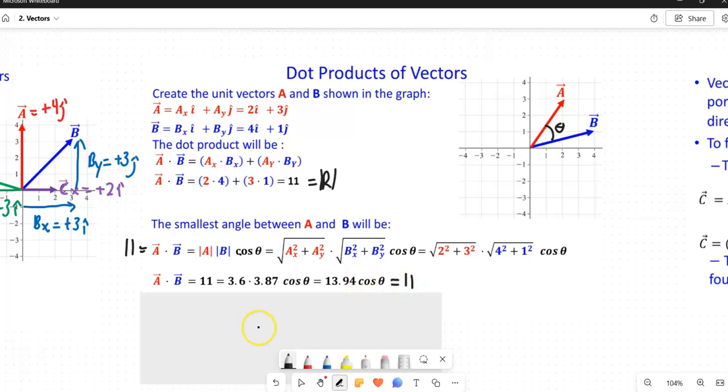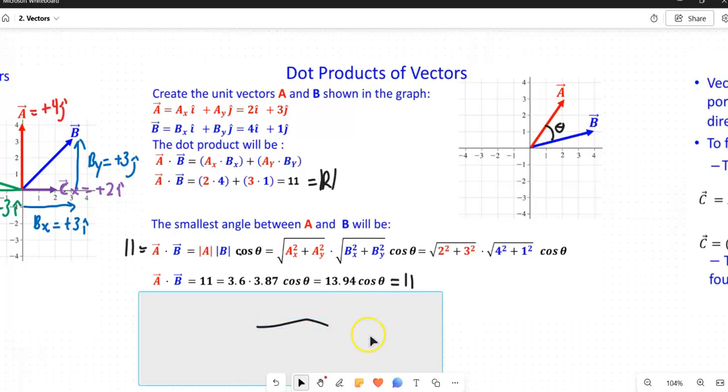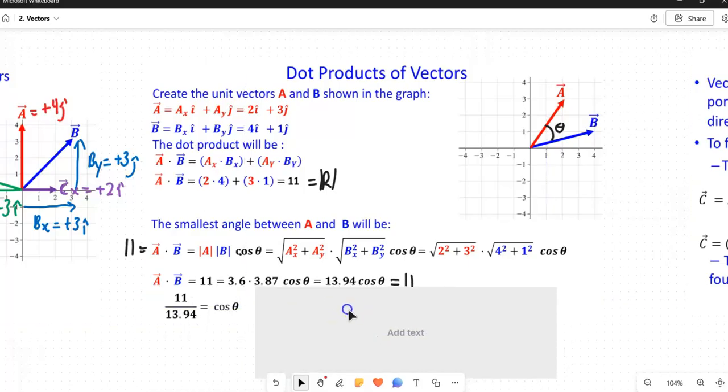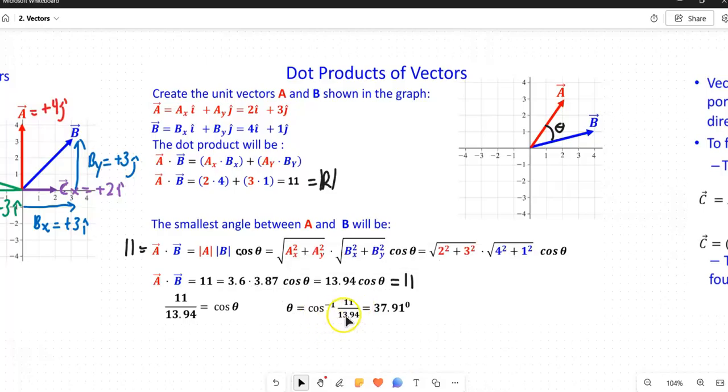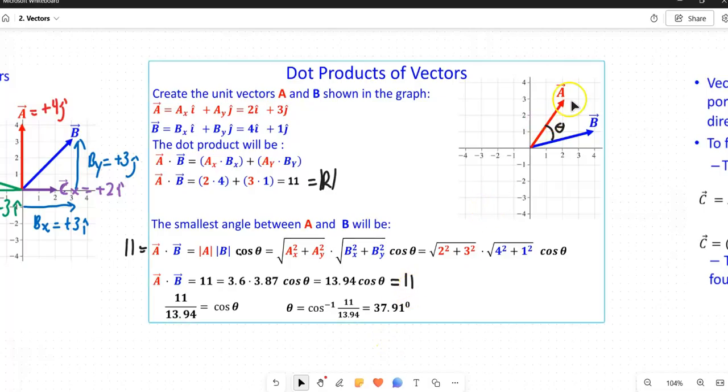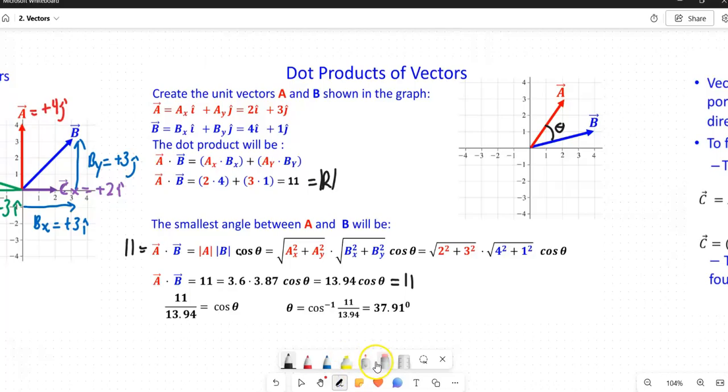So now what we need to do is just figure out what theta is. So we're going to divide 11 by 13.94, and then we're going to take the inverse cosine of that, and that's going to give us an angle of 37.91. So we know this angle right here, which is theta, is 37.91 degrees. Okay. Hopefully that was helpful. Let's move on to cross products.